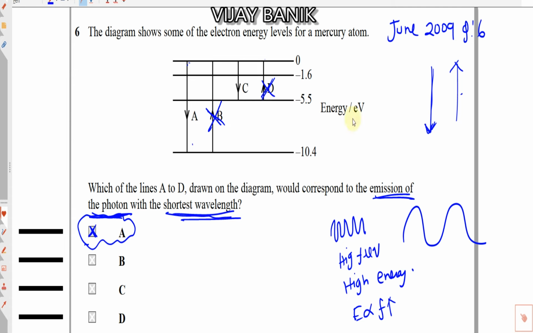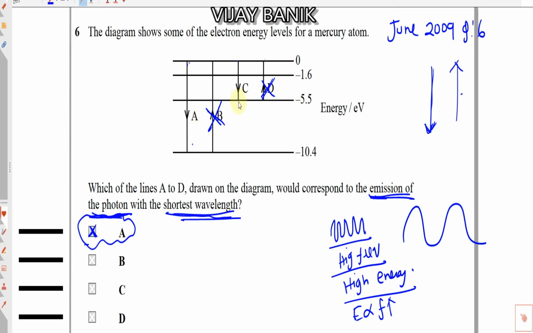So here, what are the hints to answer this kind of question? If they speak about emission, remember that you always should see the down arrow. If they talk about absorption, then see the up arrow. Then they said shortest wavelength. If your wavelength is small, that means frequency is high, and if frequency is high, energy is high. That means the energy difference is supposed to be high.